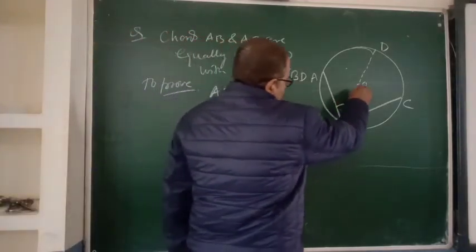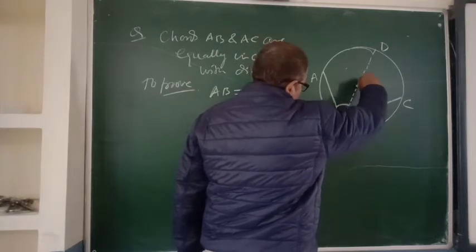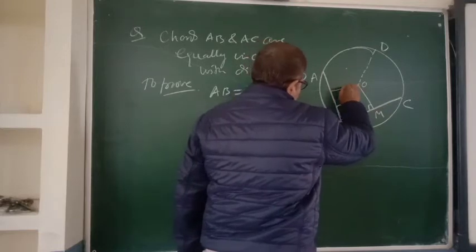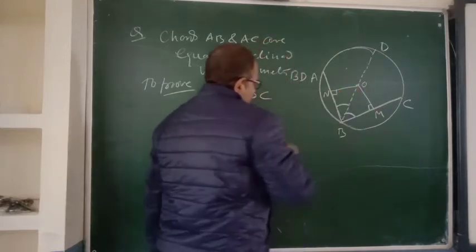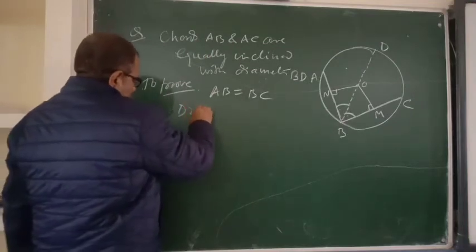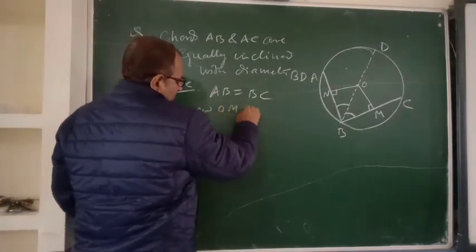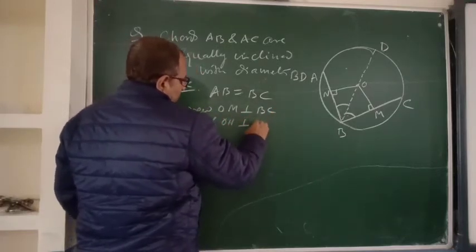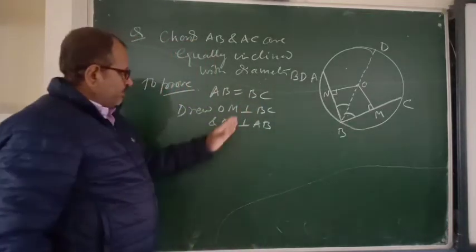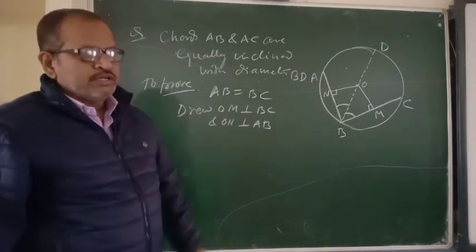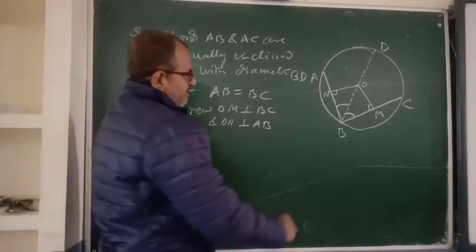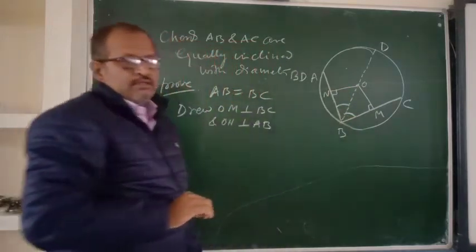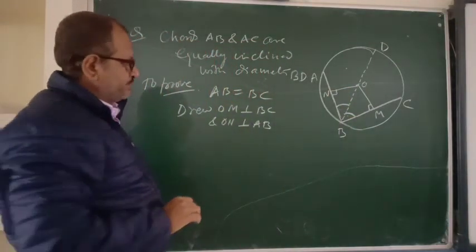First we will draw perpendiculars from the center O on both the chords, OM and ON. So, OM perpendicular to BC and ON perpendicular to AB. Now take triangle OMB and triangle ONB and prove they are congruent.